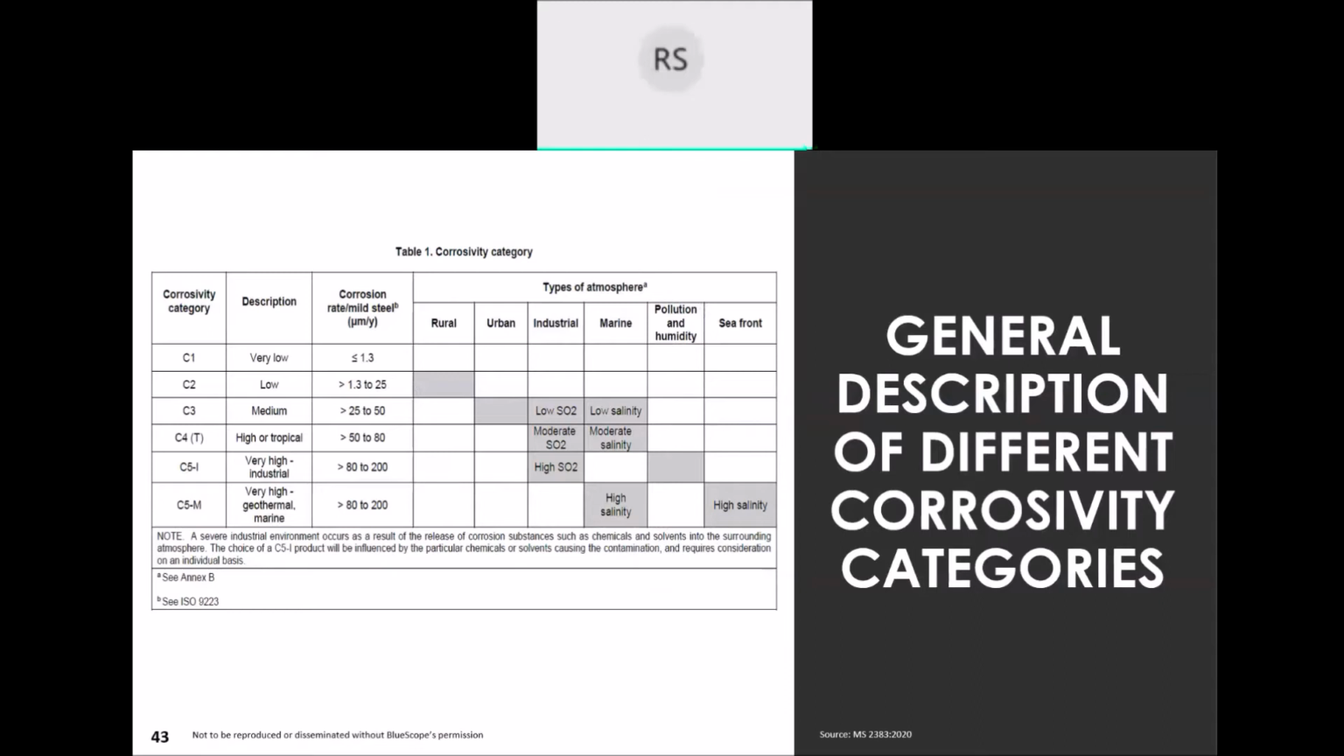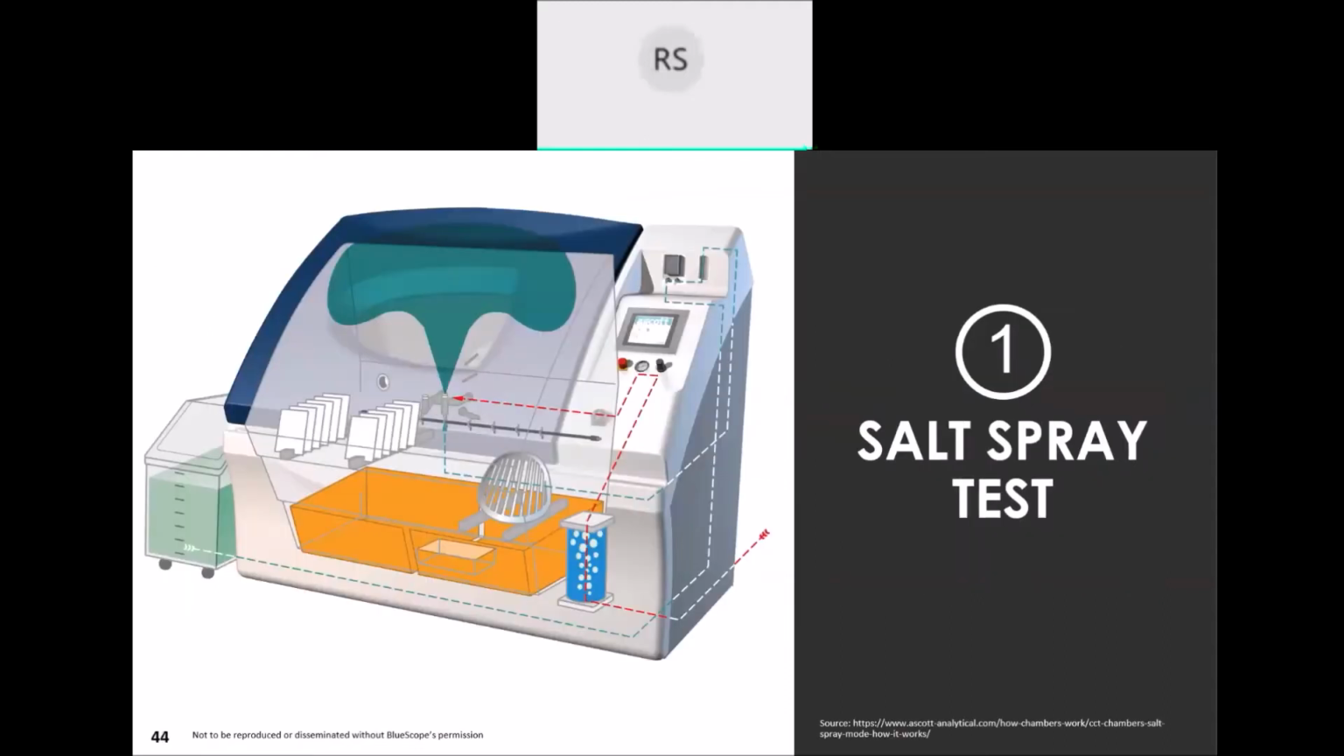So, for example, C4, which would normally mean moderate SO2 exposure and also moderate salinity, right? So, how this is useful or being used in our method is actually through accelerated tests, right? Which leads me to today's comparisons, also called the topic.